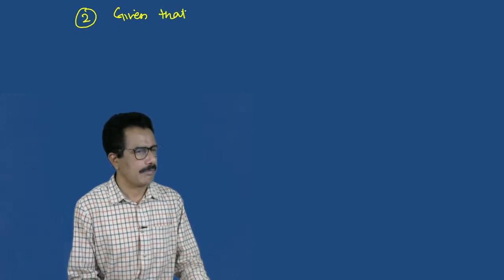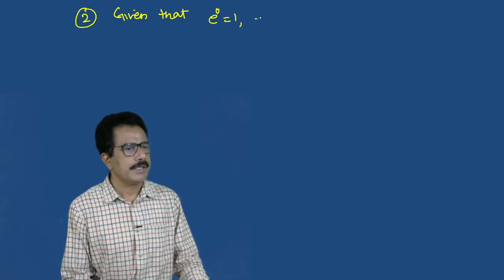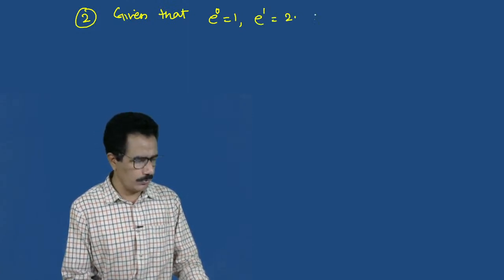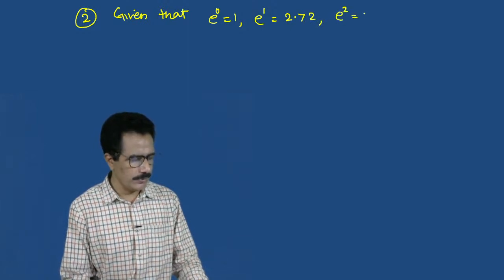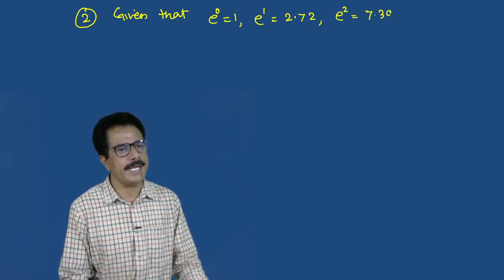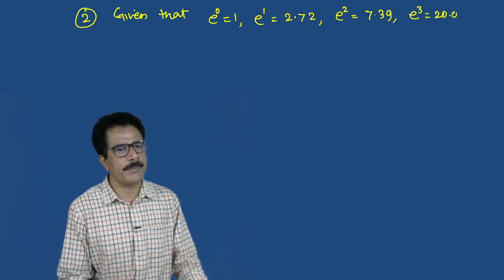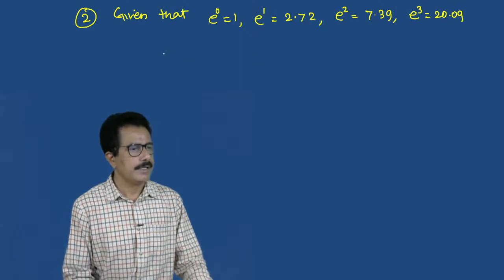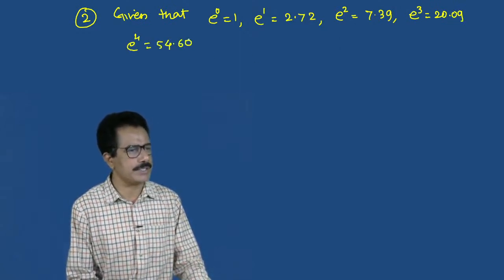Second, given that e raised to 0 is equals to 1, e raised to 1 is equals to 2.72, e raised to 2 is equals to 7.39, e raised to 3 is equals to 20.09, e raised to 4 is equals to 54.60.